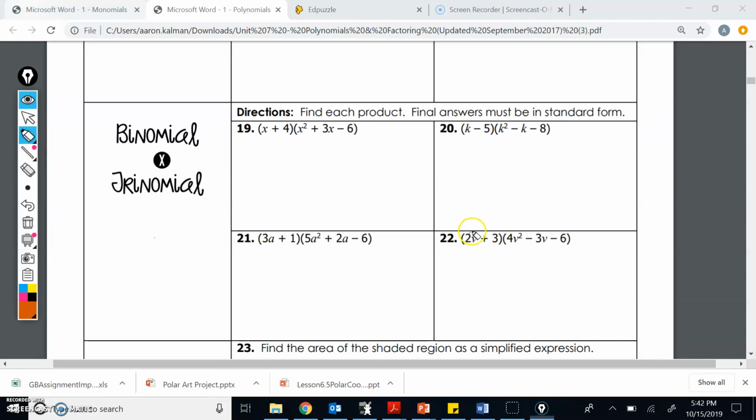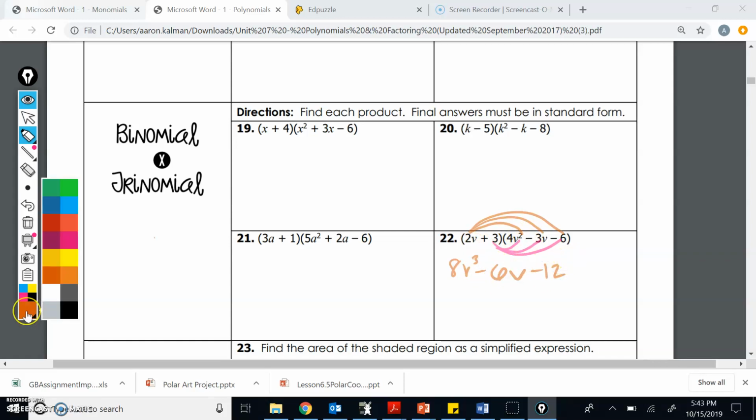Here, you're going to do distribution but to 3 terms, so a triple rainbow, and then I'm going to do it down below, triple rainbow there. Let's do the orange first. 2v times 4v squared is 8v cubed. 2v times negative 3v, and then 2v times negative 6. Then in pink, we have 3 times 4v squared, 3 times negative 3v, and then 3 times negative 6 is a negative 18.